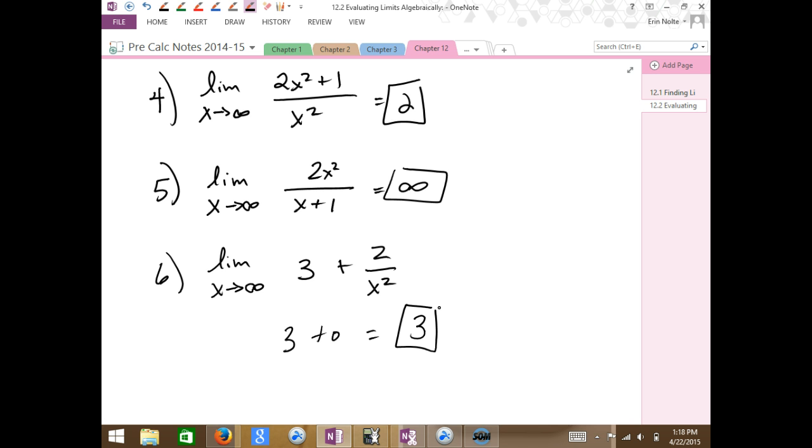Because 3 is just a horizontal line. The limit is the y value. What is the height of the function? Because 2 over x squared is a case where it's bigger on the bottom. For your horizontal asymptotes, bigger on bottom always goes to 0. Yeah, that's it.